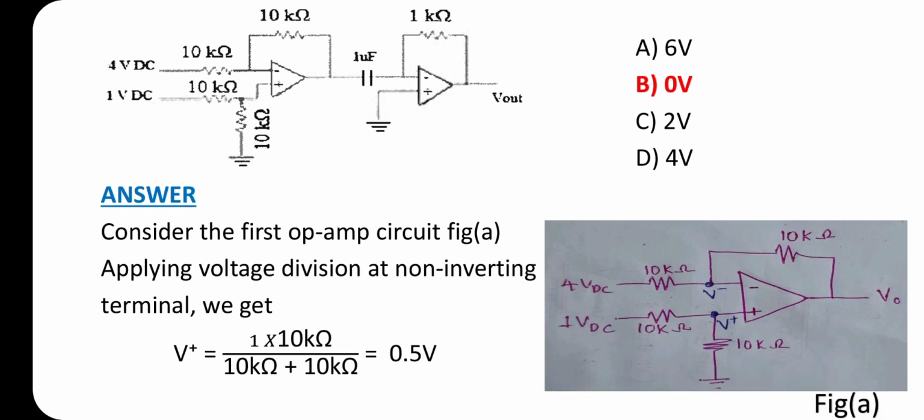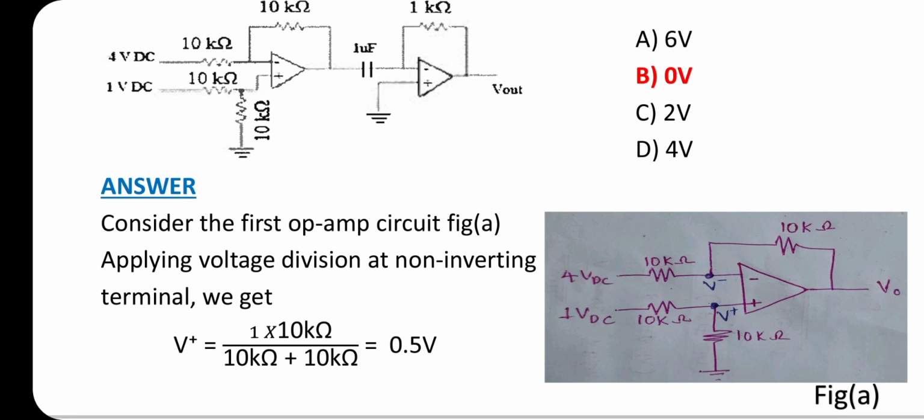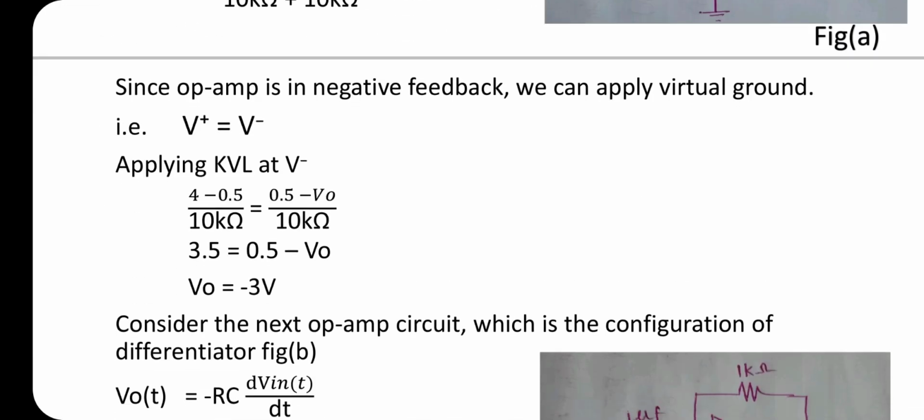Consider first op-amp circuit, figure A. Applying voltage division at the non-inverting terminal, we get V plus equal to 1 into 10K divided by 10K plus 10K. We will get 0.5 volt. Since op-amp has negative feedback, we can apply virtual ground, that is V plus equal to V minus.